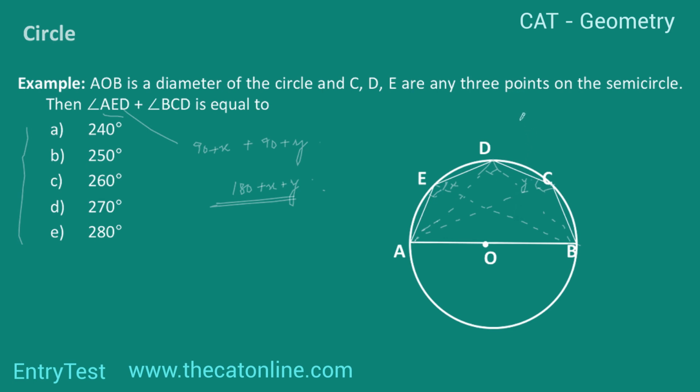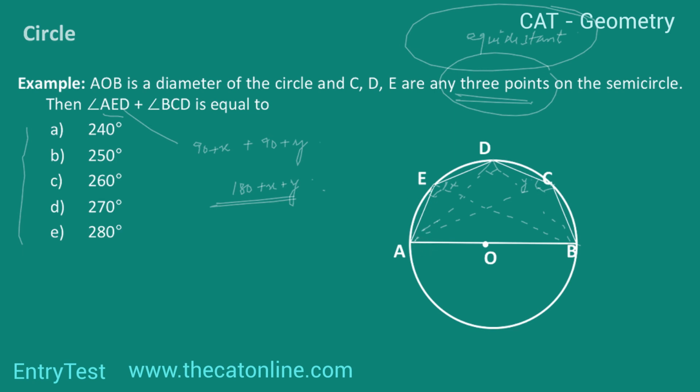Now, whenever you have a question of this type, there are any 3 points on the semicircle. Any 3 points means I can assume them as the 3 points which are equidistant. I can always take a special case. If it is any 3 points, it should be applicable in a special case as well.